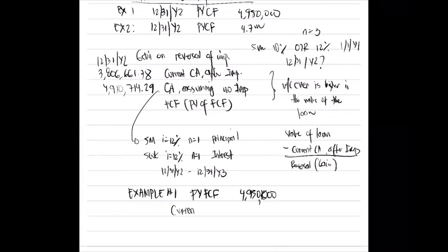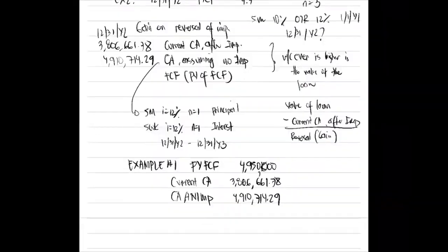What is the current carrying amount? Our current carrying amount is 3,806,661.78. What is the carrying amount assuming no impairment? Assuming no impairment, our value is 4,910,714.29. Next, what is the present value of future cash flows? 4,950, which is higher. Whichever is higher is the value of the loan. So the value of the loan here is 4,950,000. That is the present value of future cash flows.